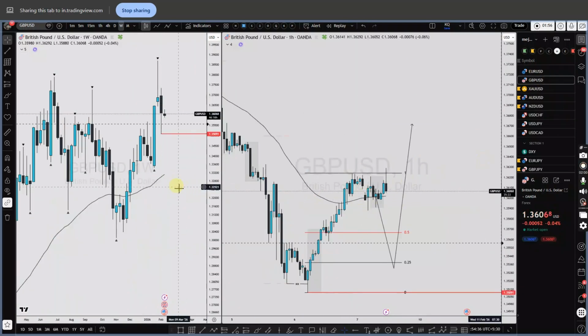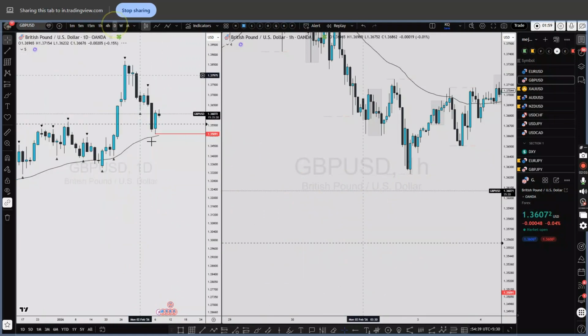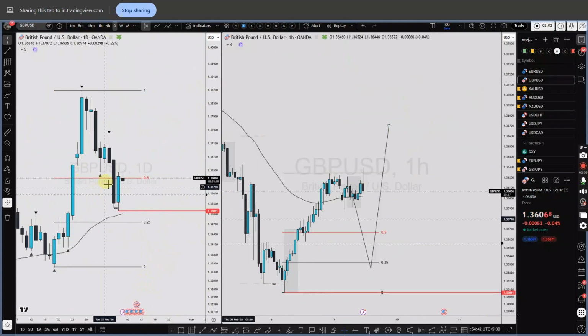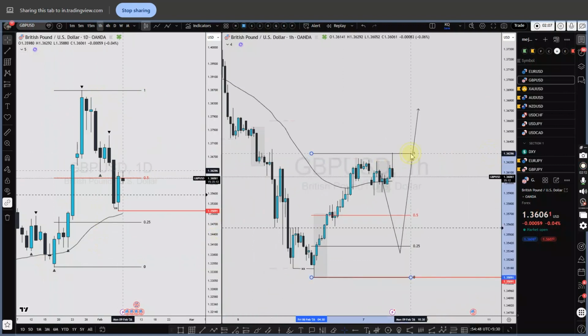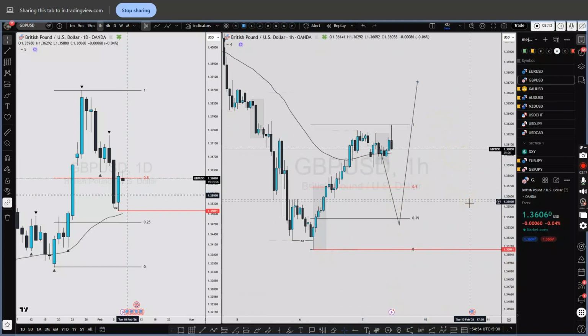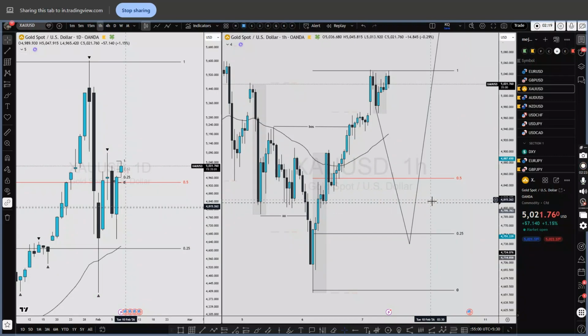In GBP USD, very much same story. The weekly bias is bearish. In daily time frame, we're bouncing from a discounted price level of this last impulsive move towards upside. And I'm waiting for a deeper correction so that I can start looking for longs. I have my alerts at around this level. So let's see what's going on in gold.